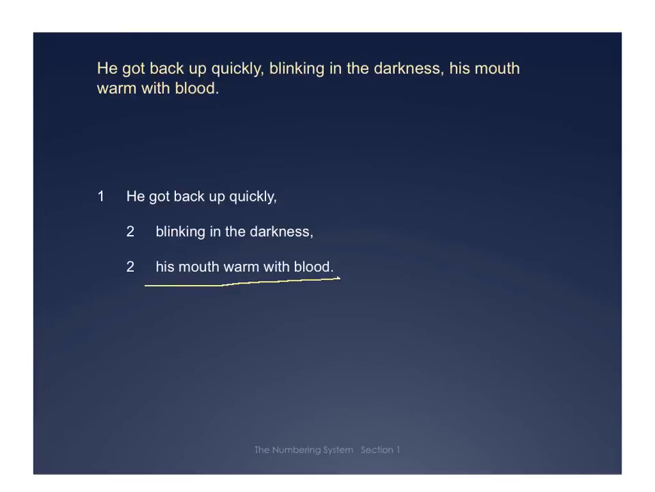Now just take a look at that. That could have been 3 separate sentences, right? He got back up quickly, he was blinking in the darkness, his mouth was warm with blood. Boy, would that be choppy. So it doesn't take very much, does it, when you're thinking in terms of the numbers to lay these out. Find your main idea and then put a couple 2s and put the other descriptive pieces underneath it. That is flow after.